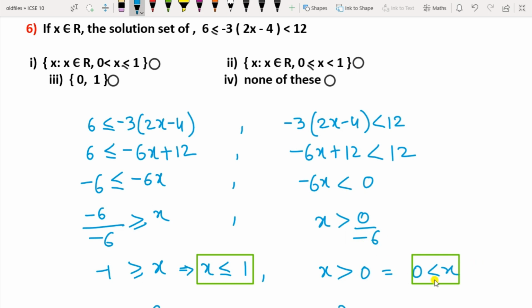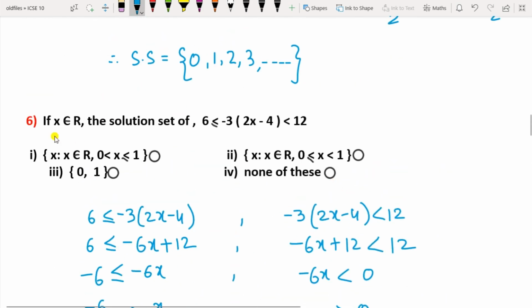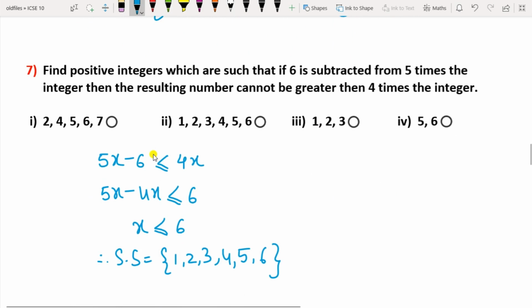So combine these two results now. You will have 0 less than x less than or equal to 1. So that is the R. X belongs to R. So the correct option here is the first one. X belongs to R, 0 less than x less than or equal to 1. So this is the pattern to solve your MCQs. Very tough questions may not be asked, but they can be tricky.